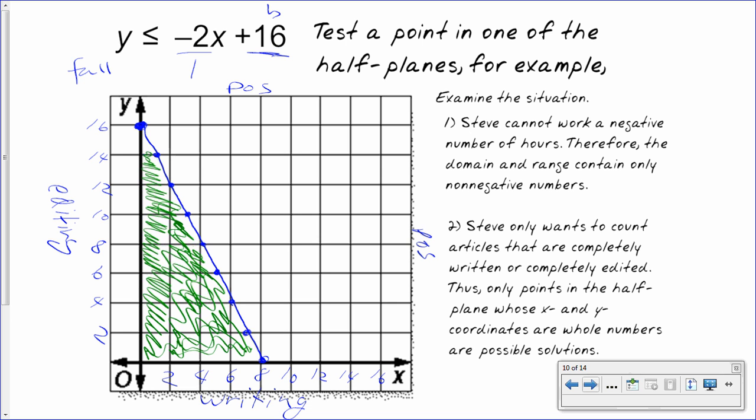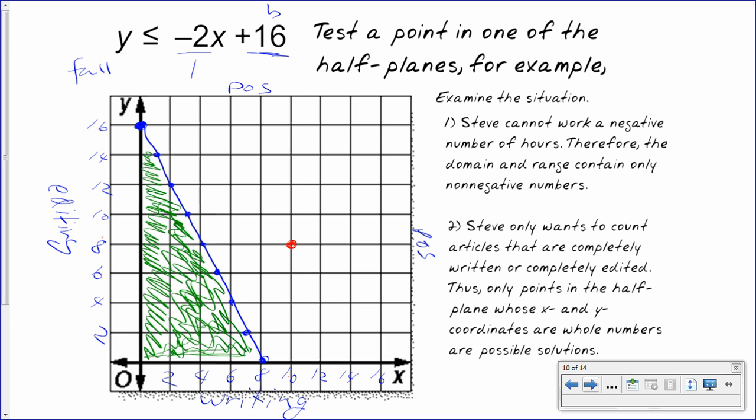Okay. So now, here's the question that they're going to ask you. If he does both of these, what can he do? Can he write 10 hours and edit 8 hours? Can he do that? Tell me why. This doesn't lie in the shaded area, does it? So it's not possible for him to do that.